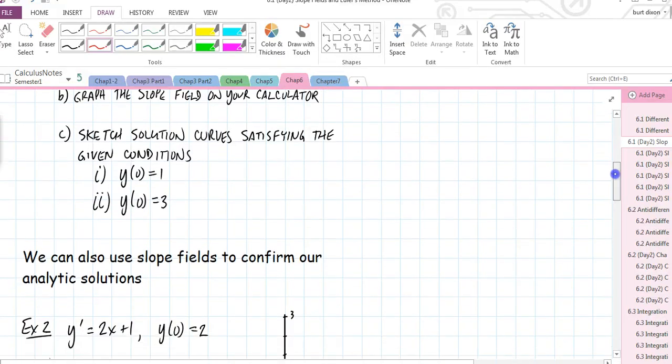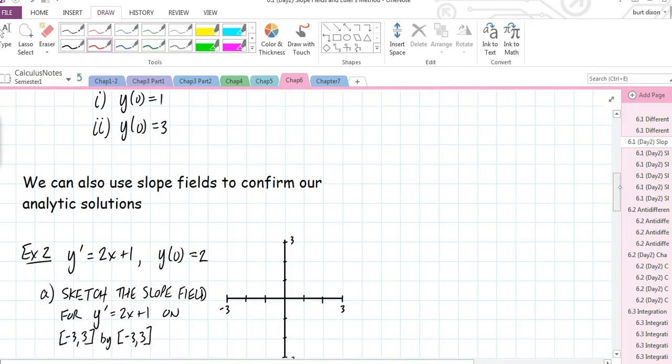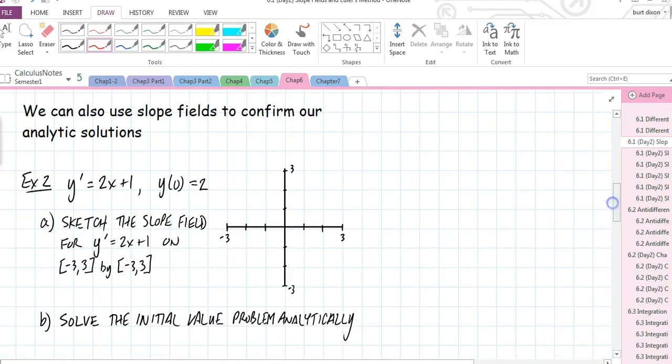We can also use SlopeFields to confirm what we do analytically. So let's take a look at a differential equation that we can solve, an initial value problem that we can solve, and then we can confirm this on our graphing calculator. Okay, solving the differential equation by hand. Actually, let's first just sketch the slope field. So sketch the slope field without knowing what the solution looks like.